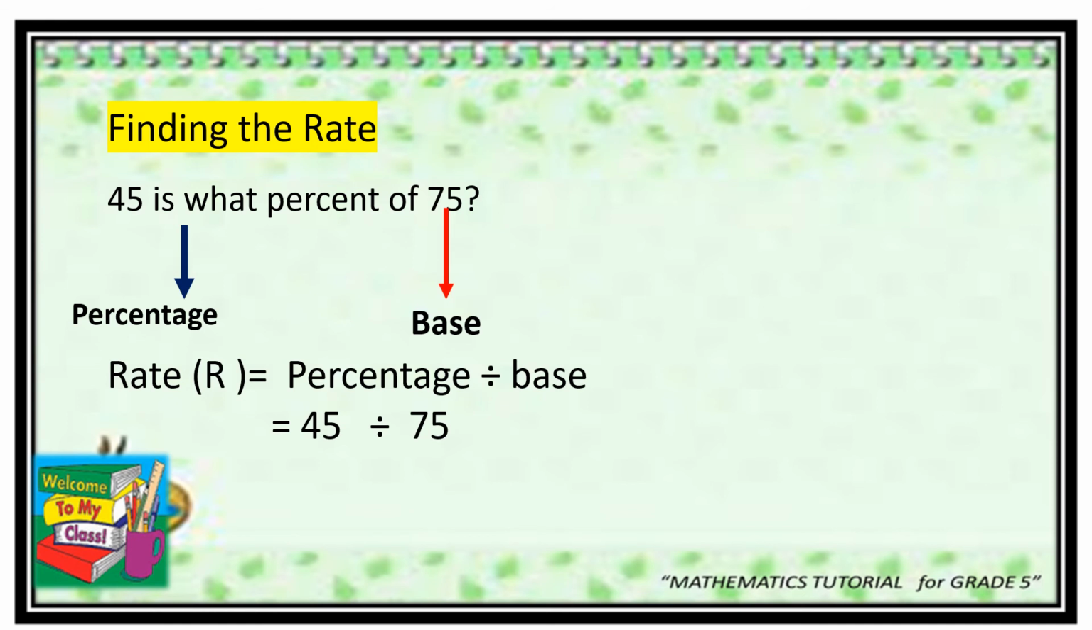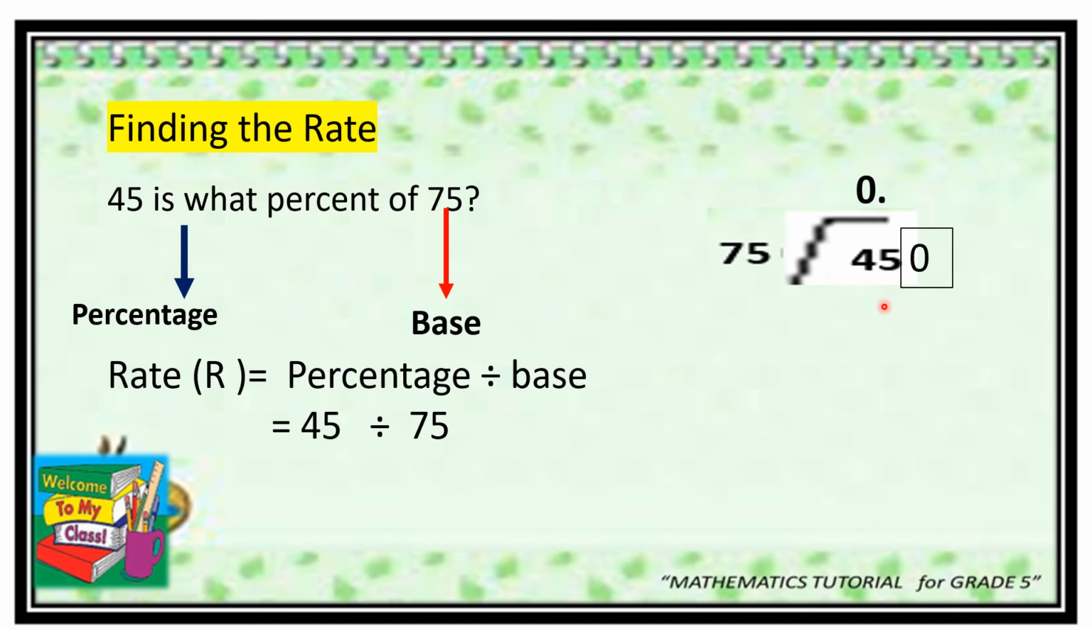Rate is equal to percentage divided by base. So you will divide 45 by 75. Since 45 divided by 75 cannot be done, you will write 0 and a decimal point at the top. So lagay kayo ng 0 at decimal point doon. Next, you will affix 0 beside 45. So maglagay ng 0 sa katabi ng 45.